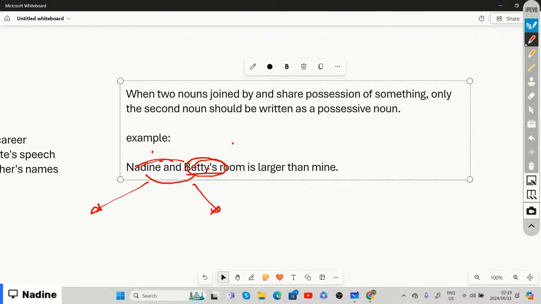But if the two of them have something together, then we show the possession by the second name. But in another case, where Nadine has her own room and Betty has her own room, then we say Nadine's and Betty's, because now it shows individuality. They have their own rooms.